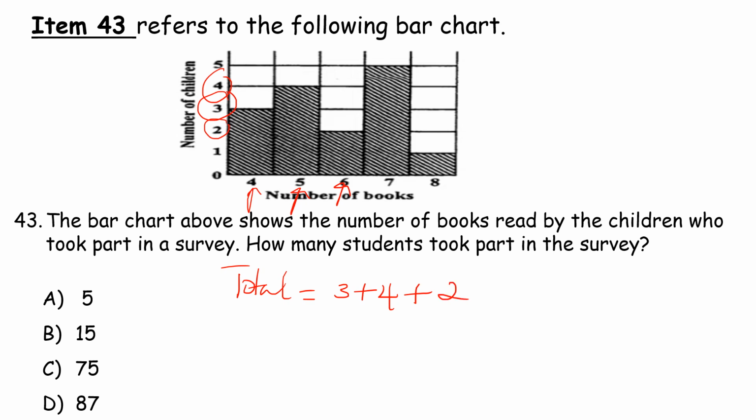And I'm reading it by going across. For 7, I go across and it's 5. Plus, for 8 books the line goes across and we get 1, plus 1. When you add that up, you're going to get 15, because 5 and 3 is 8, and 4 is 12, and 3 is 15. So the answer is B.